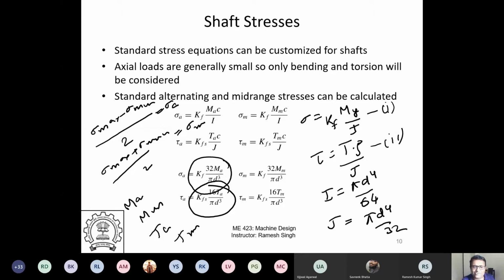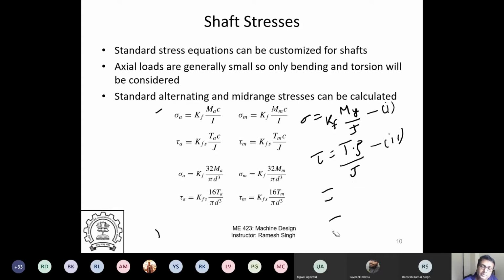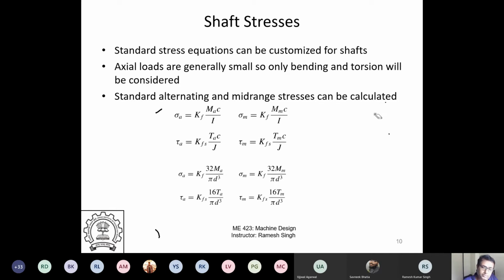Any questions here? I'll just stop for a minute if you have any questions, and then we'll go ahead and start to apply some of the fatigue concepts which we have learned for shaft design. Any questions here? None? Okay. If you have, either stop me or type in the chat box. Okay, so this is clear, right?